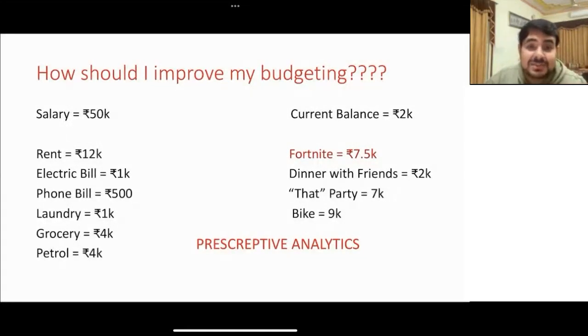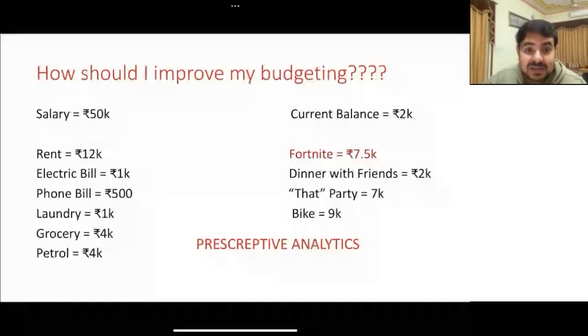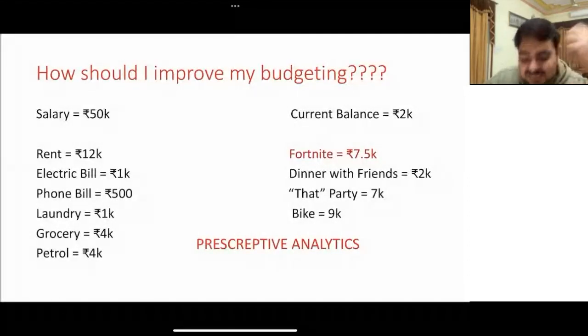We have talked about each and everything except predictive analytics. Now, what is predictive analytics? Why are we not talking about it? Let's take a look at grocery. I'm paying a bill of 4K for grocery.